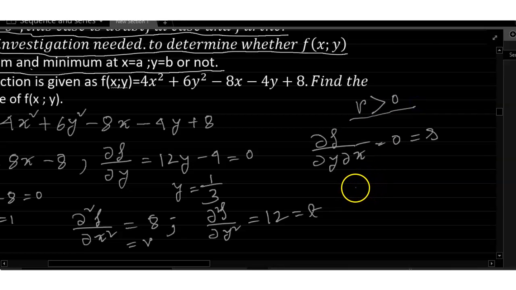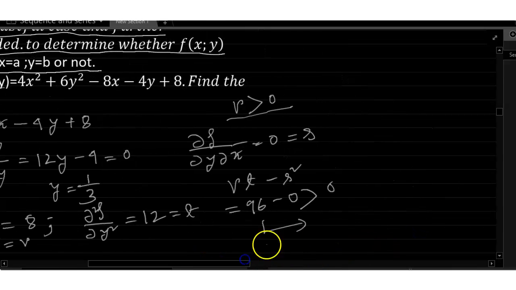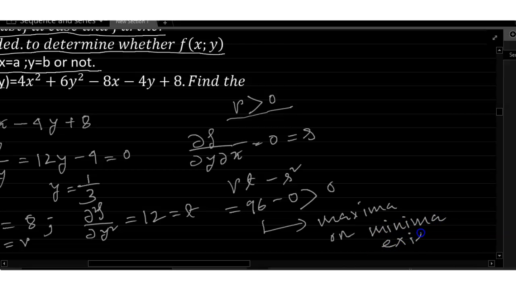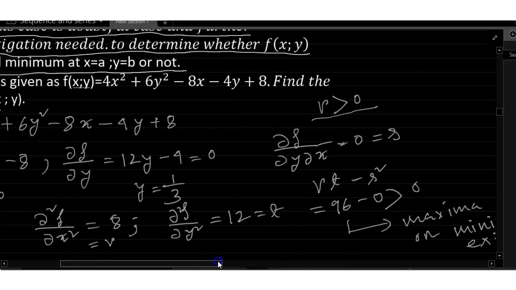Now we check whether it is maxima or minima. So rt minus s square equals 8 into 12, which is 96. 96 minus 0, so it is greater than 0. So maxima or minima exist. Maxima and minima exist.